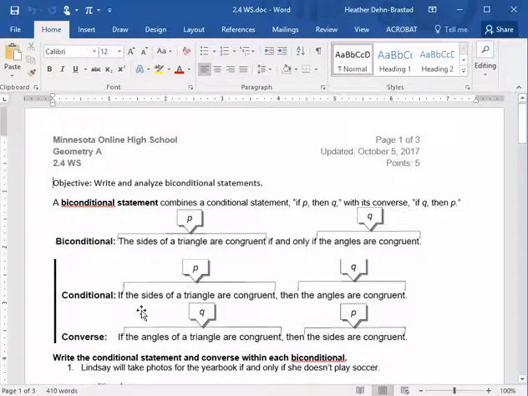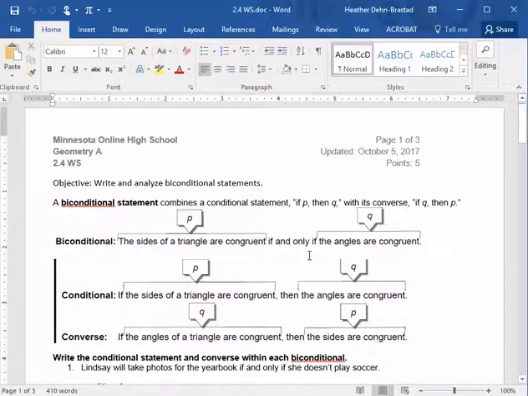That is putting two things together. The conditional, if the sides of a triangle are congruent, then the angles are congruent, and the converse of that, if the angles are congruent, then the sides are congruent. If you put both of those together, you get the biconditional statement, which works both ways. It doesn't matter which part you put first.